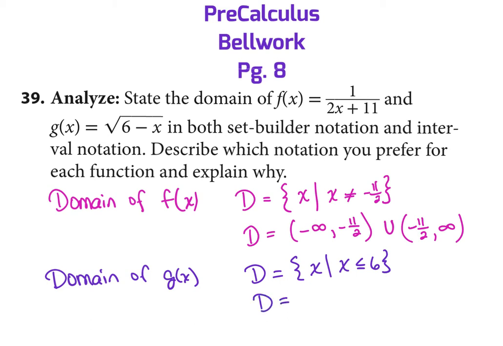For interval notation, I am going to go where? Negative infinity all the way up to 6, right? So I would just say negative infinity all the way up to 6 inclusive. Which way would you want to do this guy? Yeah, I would do interval in this one, right? Make sense as to why one would be easier than the other at times?